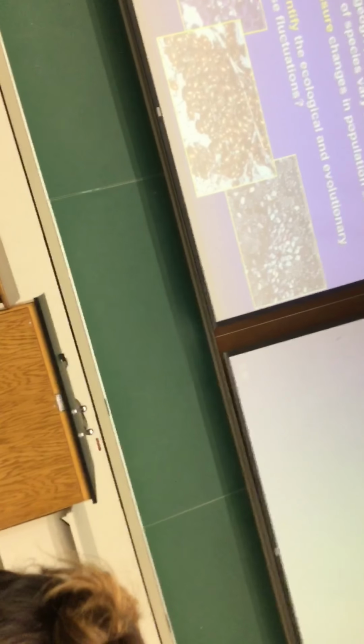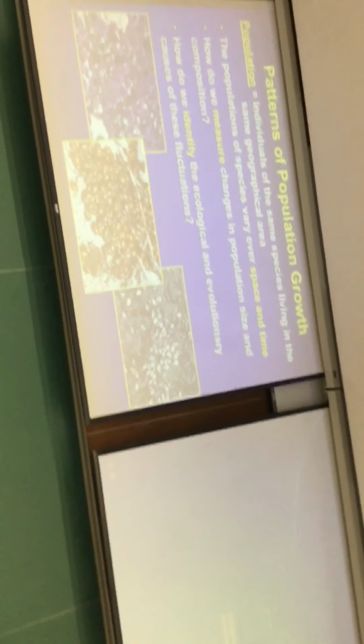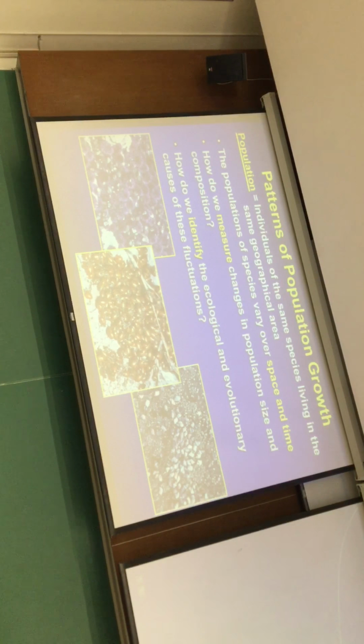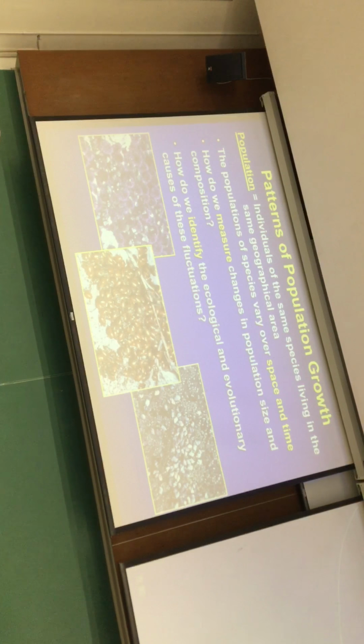The first thing we need to know is that populations are not always the same from place to place and time to time. They vary in space and time, number one. And so we want to be able to measure those changes as they go up and down over time and space. And we want to be able to identify what's responsible for that increase or decrease, both ecologically in short time scales and evolutionarily over longer time scales.